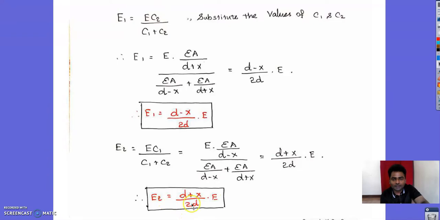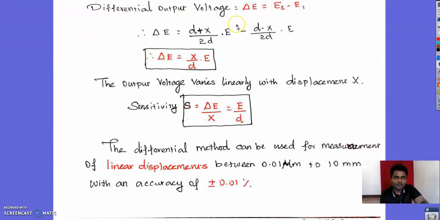That means the movable plate is in the C1 region, and that is why it is being added with the distance. And the differential output voltage is E2 minus E1, so we get D plus x divided by 2D into E minus D minus x divided by 2D into E. So del E is equal to x by D into E. So the output voltage varies linearly if you operate with this principle, and the sensitivity is given by change in voltage divided by x, that is the length by which the movable plate is moved. That will be equal to E divided by D, that is the distance.